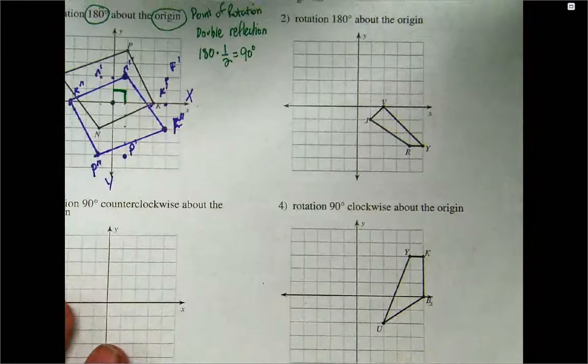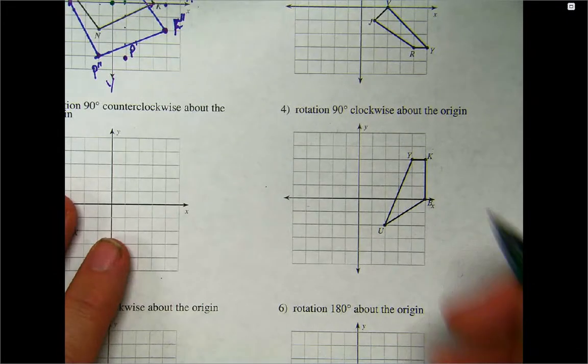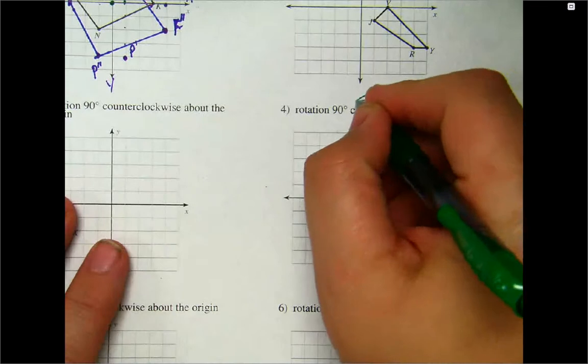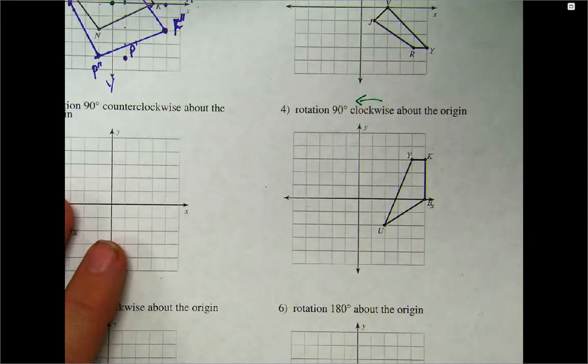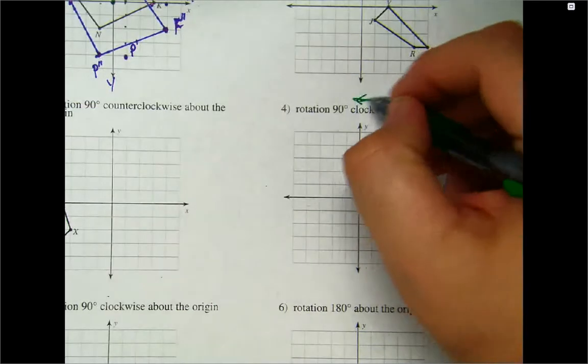Because it's going to be, number 4 is counterclockwise. So which direction are we going? Left or right? Counterclockwise means we're going this direction. Say that again? Okay. I was looking at number 3. Alright, we're going that way.